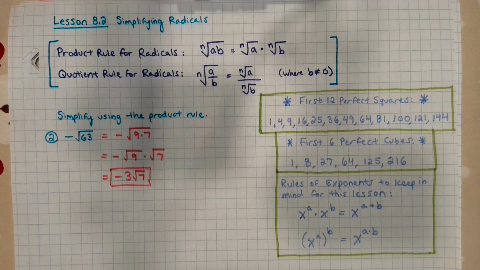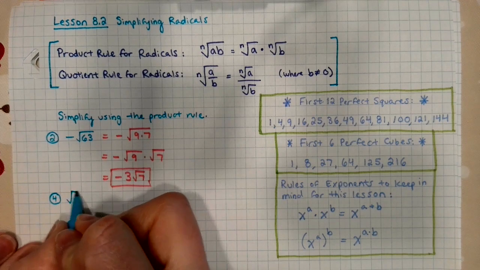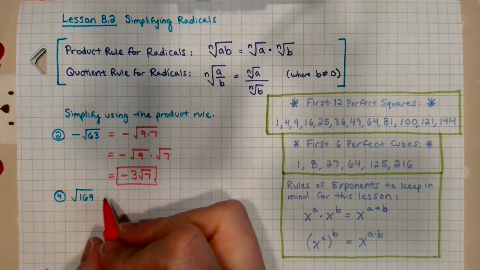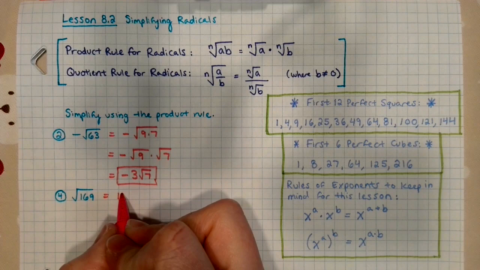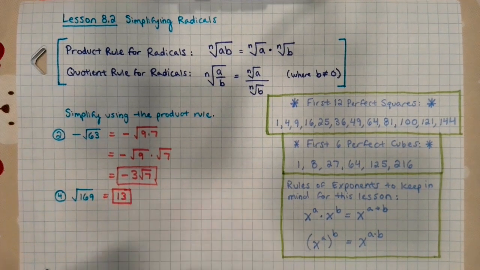Now for the next one, number 4, this question says we want to simplify the square root of 169. This is actually a perfect square. So if we take the square root of 169, this is just going to be 13. And that would be our final answer. So that one is a pretty straightforward one.